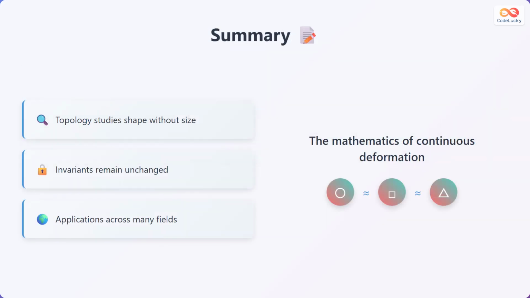So, in summary, topology studies shape without considering size. Topological invariants are the properties that remain unchanged, and topology has applications across many fields. It's all about continuous deformation. A circle is topologically equivalent to a square and a triangle.